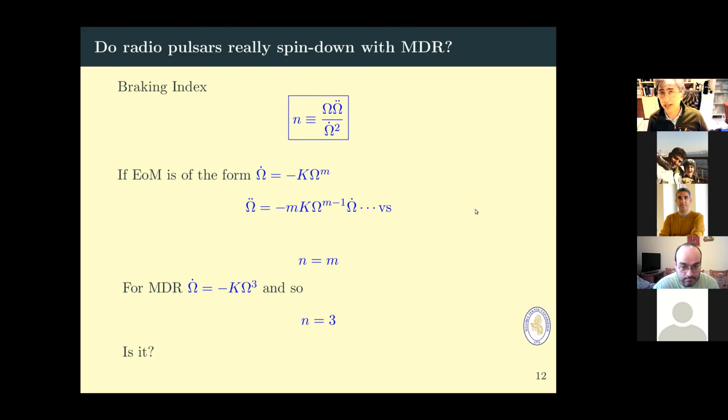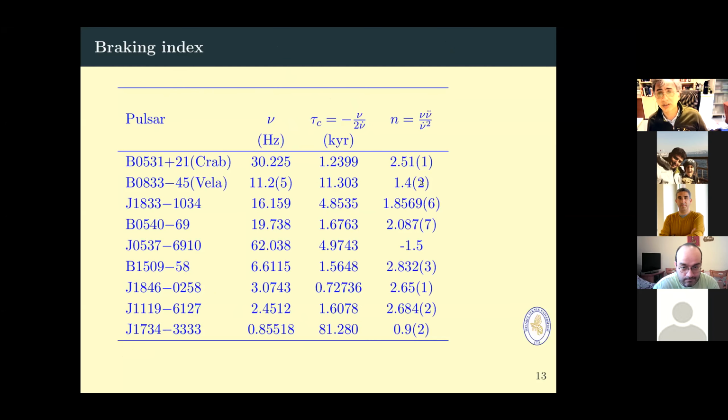If we go to the rotationally powered pulsars, we have a good observational handle, which is called the braking index, a dimensionless number, which is omega times omega double dot divided by omega dot squared. If the rotationally powered pulsars are spinning down under magnetic dipole radiation torques, you would expect this number to be exactly 3. But the observations show that it's not quite 3. There are instances where it approaches 3, but it's not exactly 3 in any case.